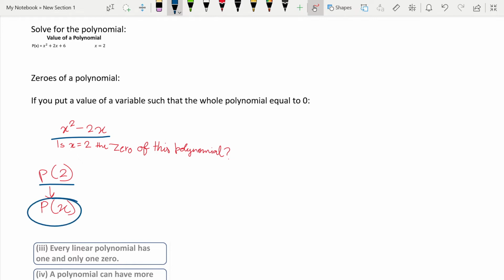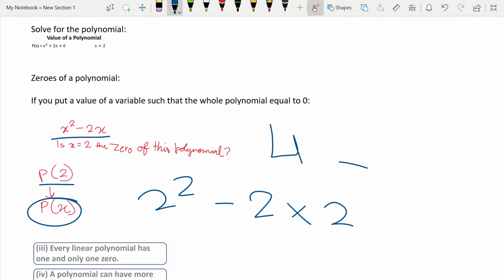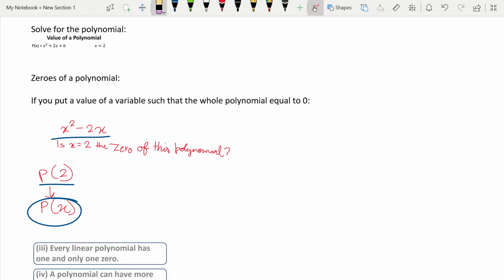So you can write p(2), because x is equal to 2, which basically means p(x) at 2. Okay, so let's do 2 squared minus 2 times 2. 2 squared is 4, minus 2 times 2, meaning 4. So that is 0. So what we have learned so far is that x equal to 2 is a zero of this polynomial. Let's move on.